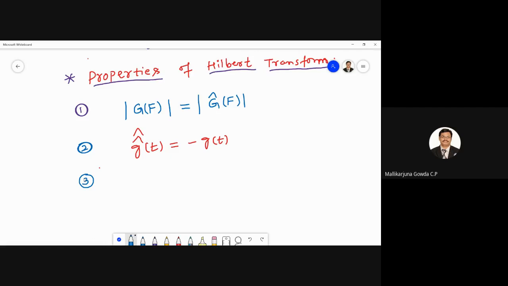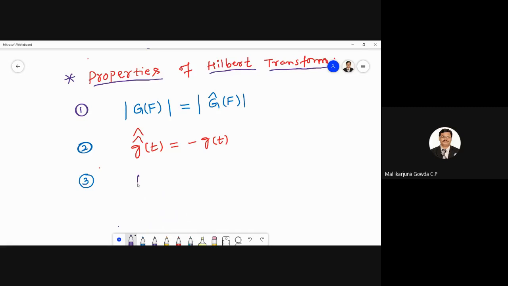Because we know if I take g(t) as a cosine signal, and g-hat(t) is what? Sin 2 pi f_c t. So cos and sin, if I multiply, their product will be 0. Yes or no? Hence we say they are orthogonal to each other. Is it clear? So the third property is the orthogonal property.